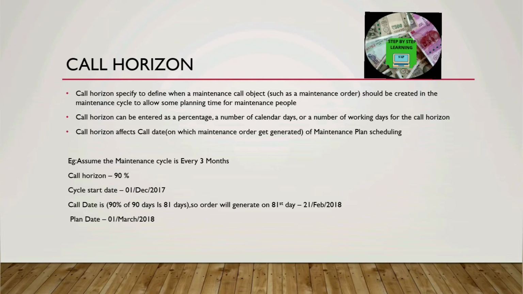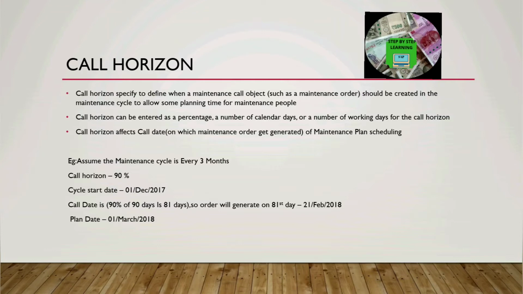So it is also possible to define it in number of days or number of factory calendar days. If you are defining it in percentage, it will take the percentage of every 3 months cycle duration. So 3 months, as per SAP 1 month equals 30 days, it is a standard. So 3 months is equal to 90 days.